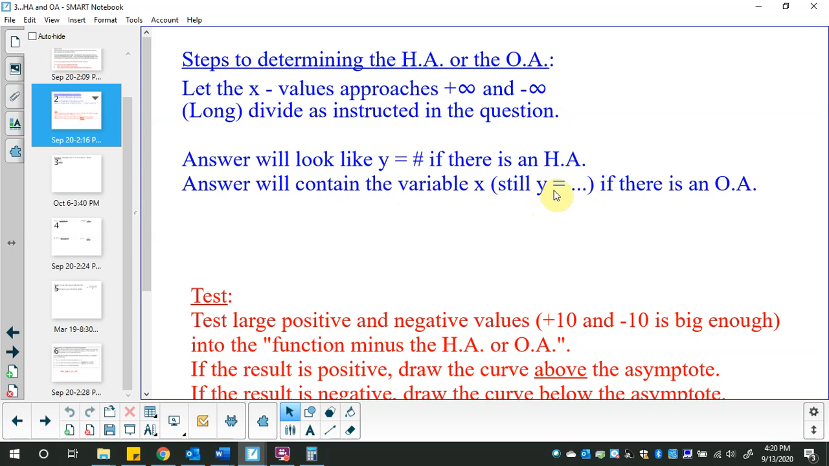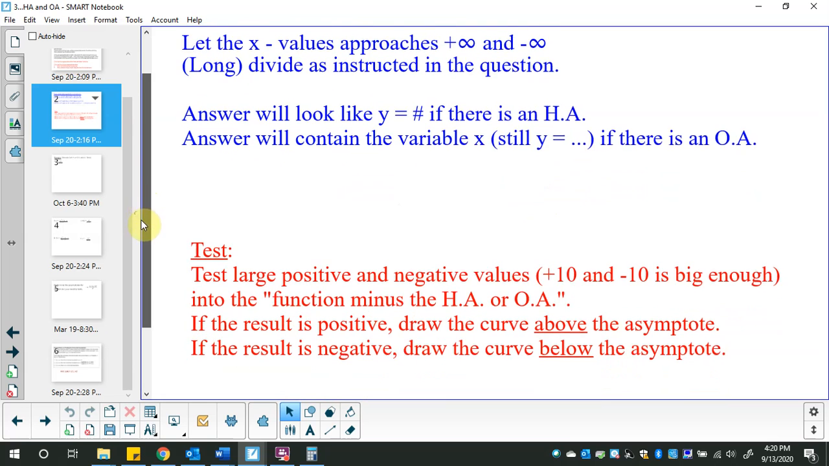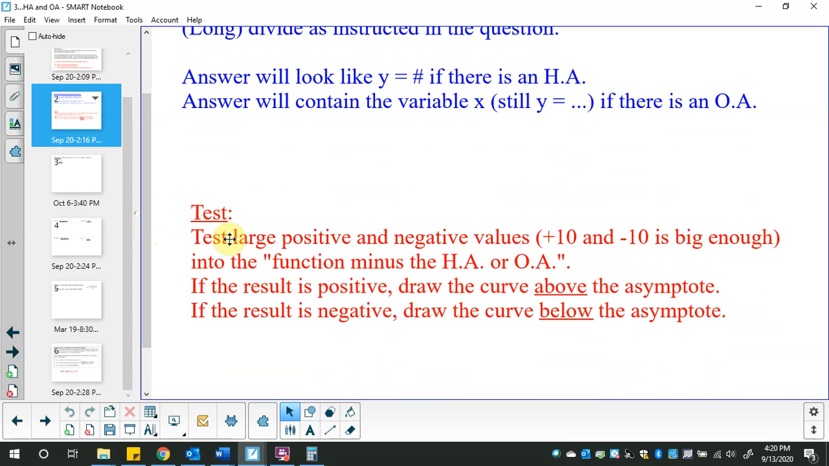It still has y equals. You'll probably have y equals mx plus b for linear if there is an oblique asymptote. Your tests, and I'll go over this as well with an example, you test very large positive and negative values. So a 10 and a negative 10 are big enough. And you substitute that into the function minus the horizontal asymptote or the function minus the oblique asymptote.